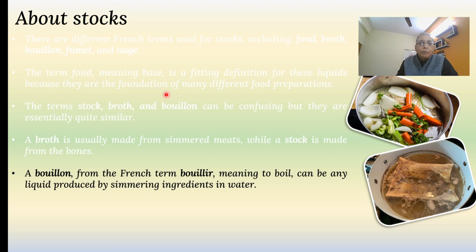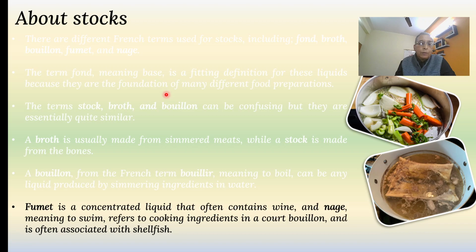What is bouillon then? Bouillon comes from the French word bouillir. Bouillir means to boil. Anything can be made by boiling certain ingredients in water for some time. That is known as bouillon. So there are no restrictions. You can use anything, and that becomes a bouillon of that resource, whatever you are using. Fumet is a concentrated liquid that often contains wine.